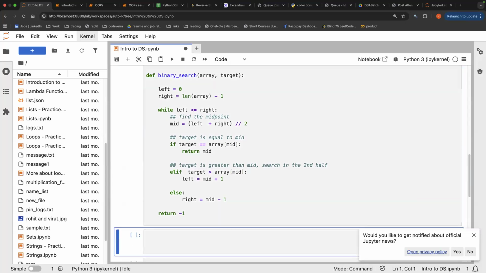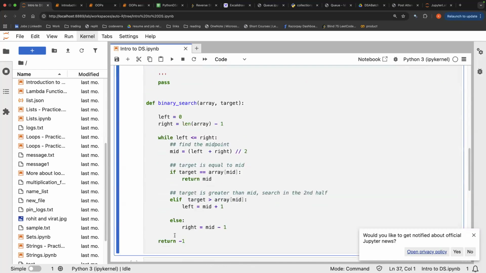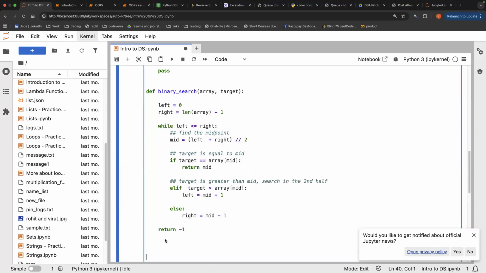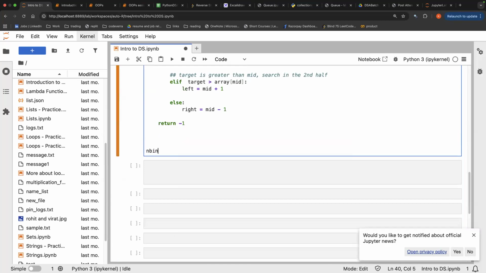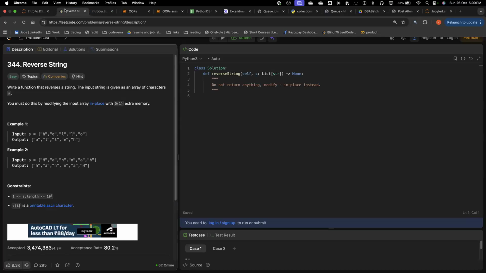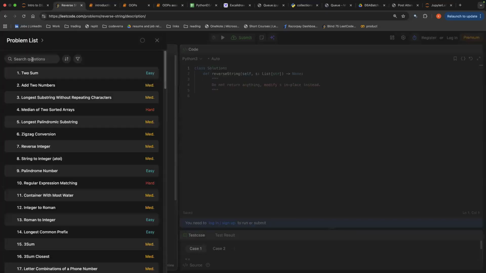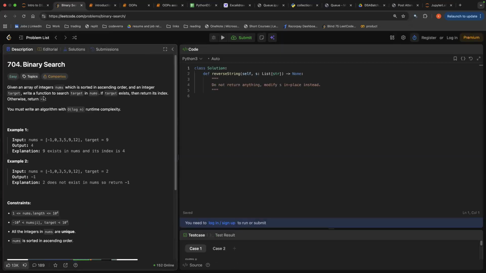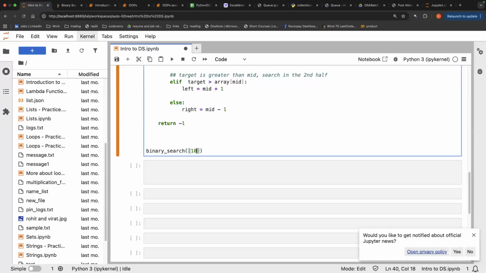Can we try this binary search? Okay, so let us try this binary search. We will try it, and then we'll write it in LeetCode also. If you go to LeetCode, you can see there's a question here. So we'll try to write that. Binary search, we'll say maybe 10, 20, 30, 40, and 50, and we'll search for 40.